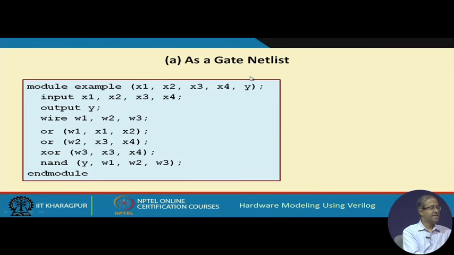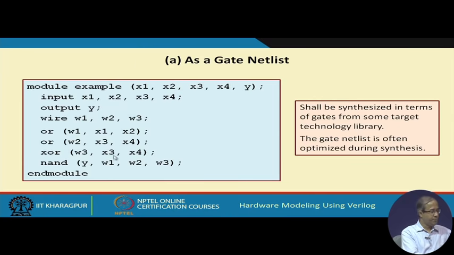As a gate netlist, we have seen many examples earlier. This is a very simple example. There are 5 ports: these 4 are the inputs and y is the output, and w1, w2, w3 are some intermediate wires. Here we are specifying that there are 4 gates: OR, where x1, x2 is the input and w1 is the output, this is a second OR, an XOR and a NAND. In this way you can create any kind of netlist.